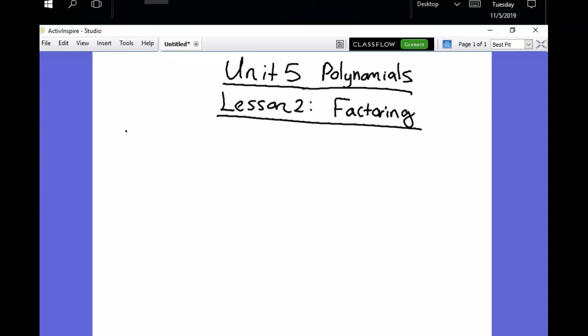The first thing we're going to do is review the factoring that we've already learned this year. Want to make sure you're good there. We learned about the GCF method. Okay, so let's start with that. Let's factor that.